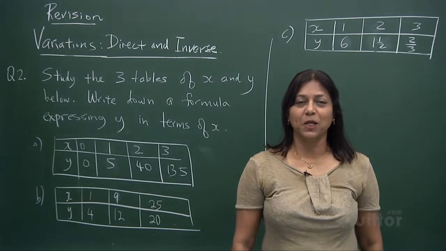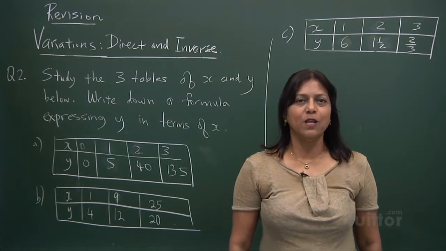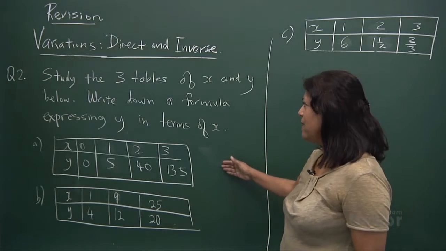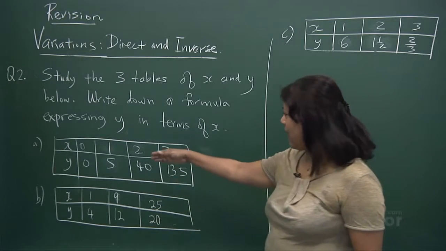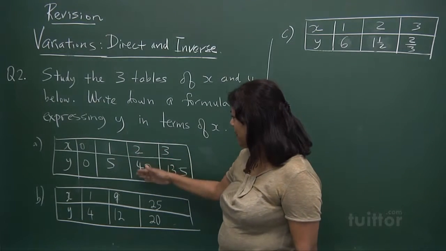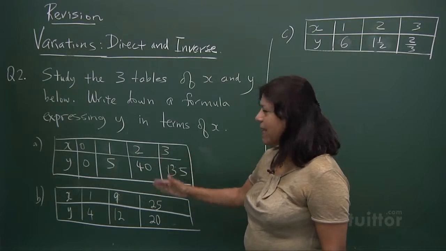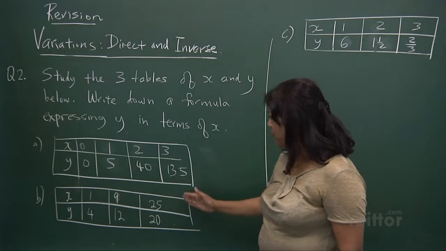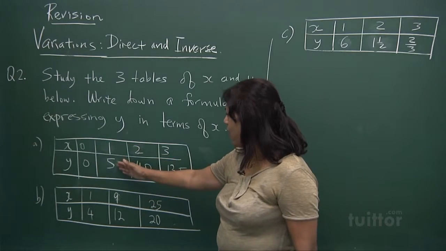Okay, now you look at the second question. And you've got three tables here that are given. And the variables x and y, how x and y are related. So they're not the same equation. They're all different. You see, when x is 1, here y is 5.